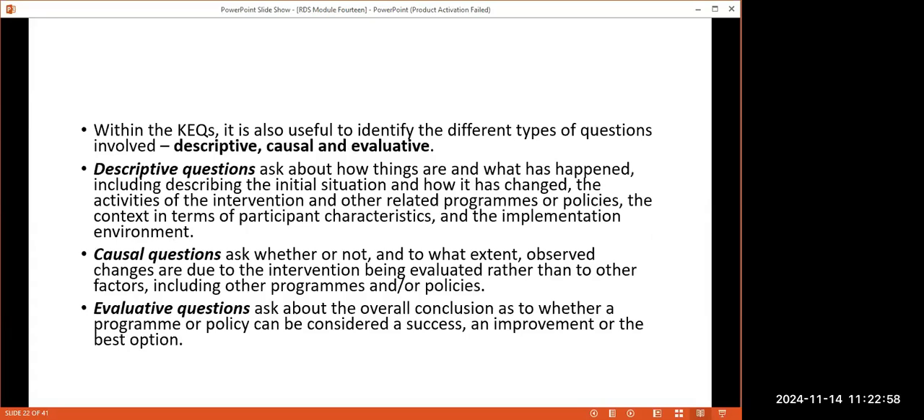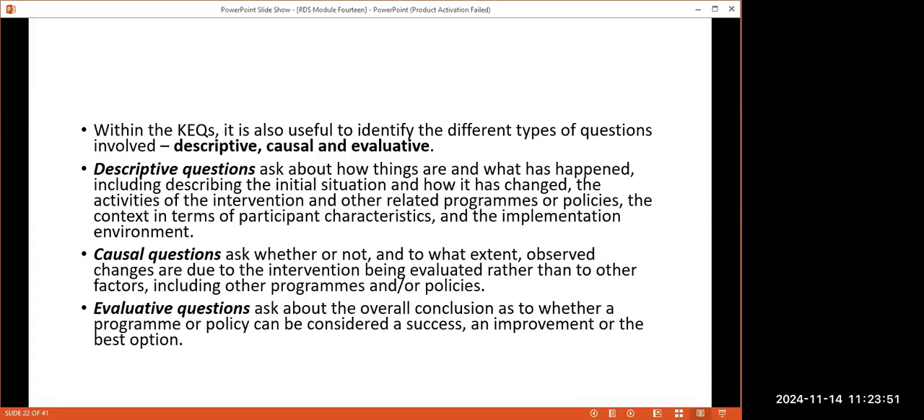Now, within the key evaluation questions, it's very important to decide what type of questions you're asking. Some questions can be descriptive, some can be causal, and some can be evaluative. A descriptive question asks how things work and how they operate. Causal is about relationship, what's the relationship between two things that are happening. Evaluative is about the overall conclusion as to whether the program or policy has been considered a success.